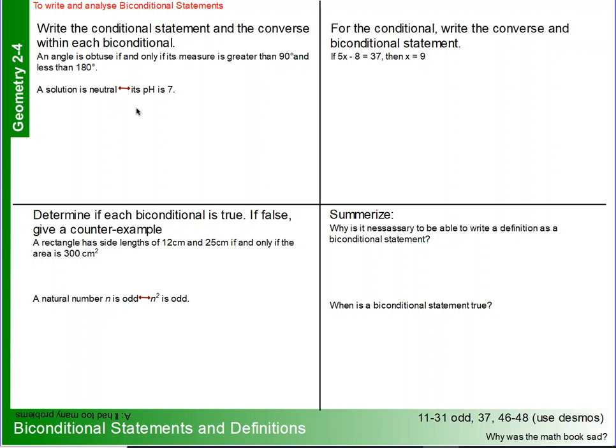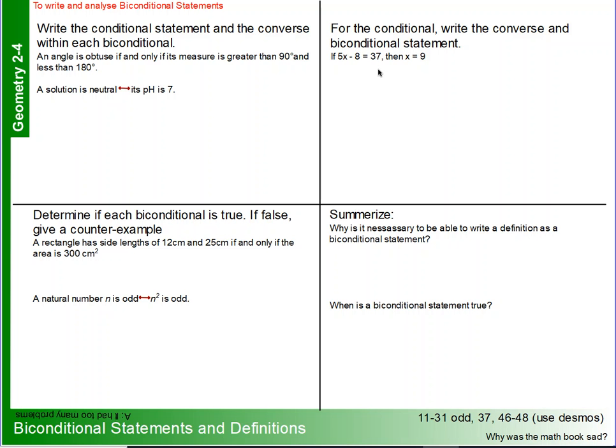All right, so our next question: for each conditional, write the converse and a biconditional statement. So here we have, if 5x minus 8 is equal to 37, then x equals 9. Let's just double check it. 9 times 5 is 45. 45 minus 8 is 37, so we know this is a true statement. So we're to write the converse and a biconditional statement.